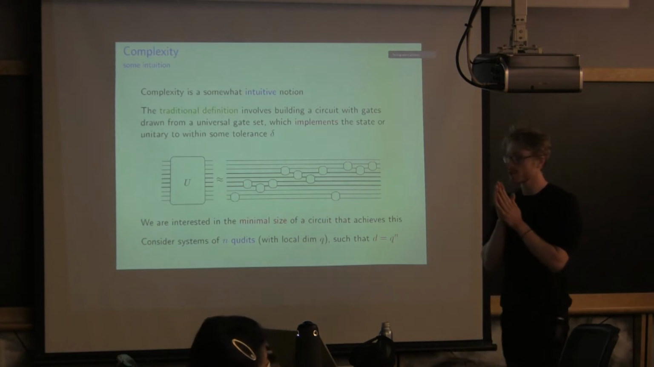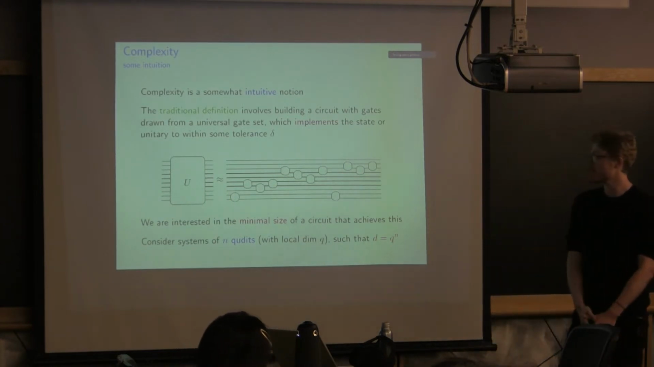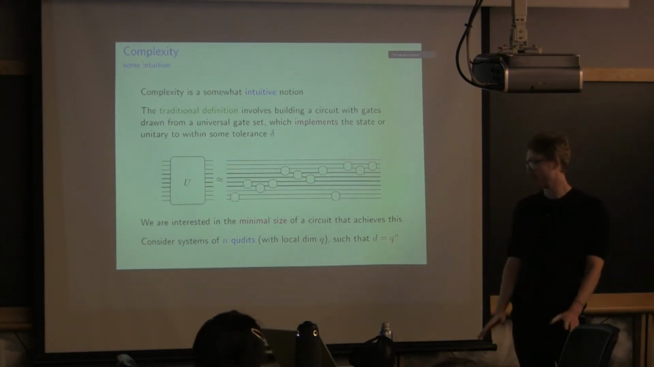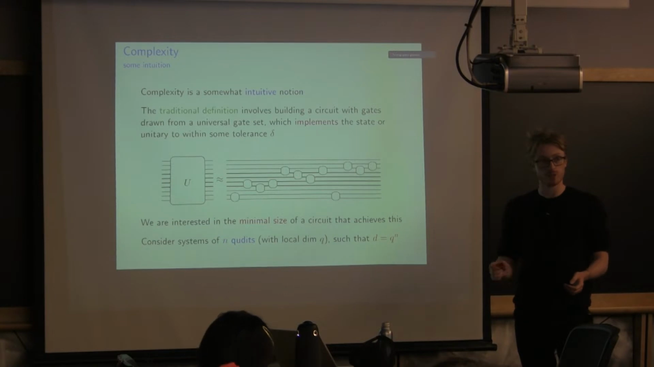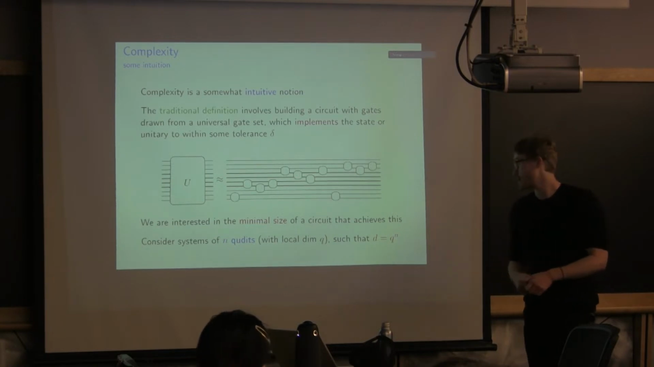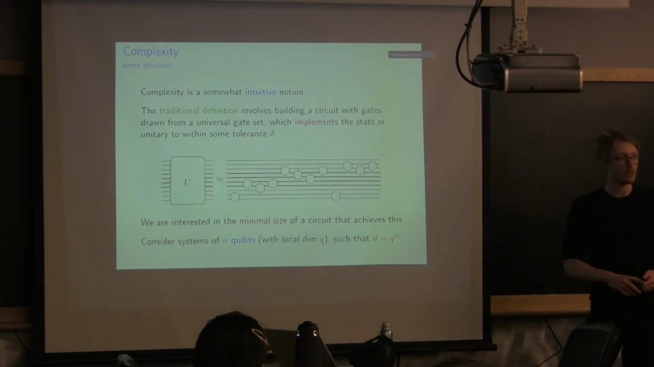And just to fix some notation, in this talk, I'll be considering systems of n qubits. So I'll always be working with finite dimensional Hilbert spaces. Specifically, I'll have n qubits of local dimension q, because sometimes it'll be a useful knob to turn, such that my total Hilbert space dimension D is q to the n.